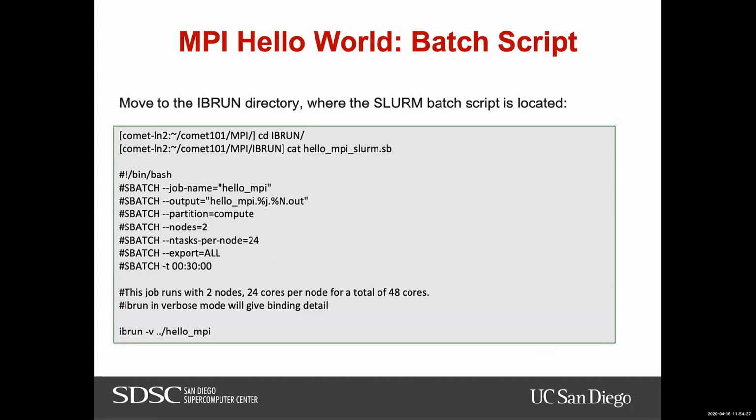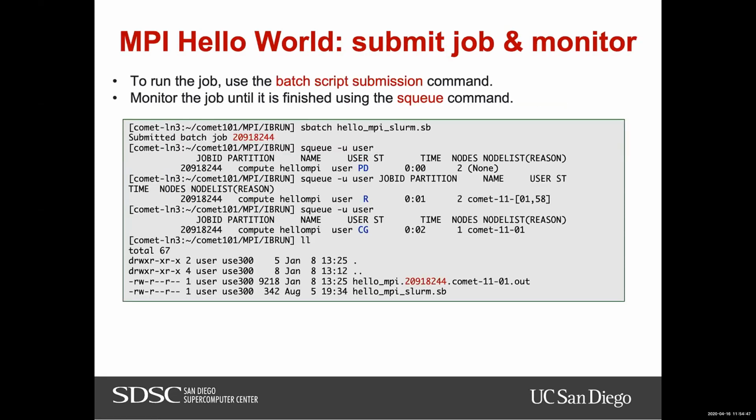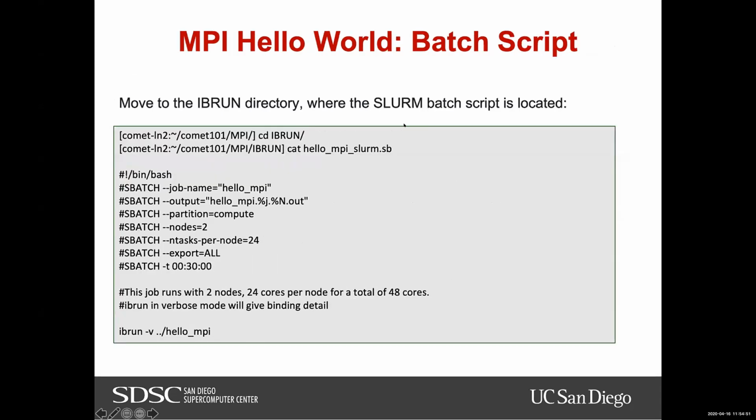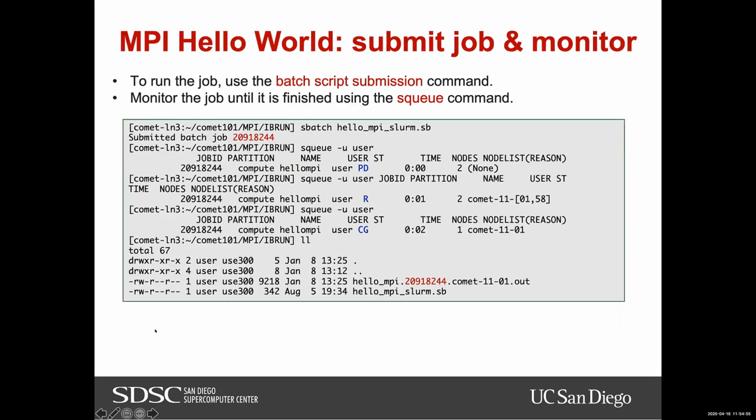Now I want to be in the IB run, and I want to look at my job submission script, which is going to run hello world, hello MPI, and I'm going to submit hello MPI slurm. Notice it's got to find the executable, which is in the directory up above. Okay, and so I'm waiting for my job to finish.